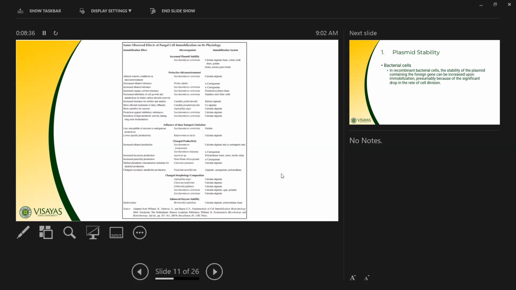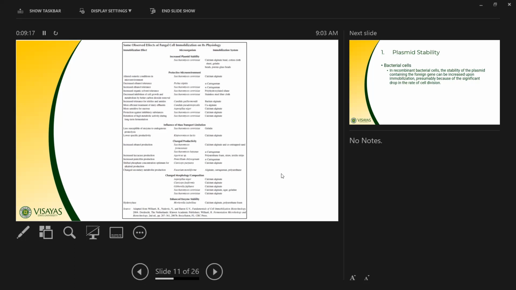So this is the summary of the observed effects of fungal cell immobilization in its physiology. Here is the immobilization effect on the first column. Then you have the microorganisms used and then the immobilization system. As you observe, class, there are many immobilization effects written here, like altered osmotic conditions in microenvironments, and the exchange of nutrients, the entrance of nutrients into the cell, right?